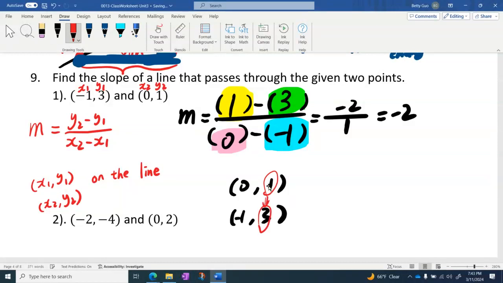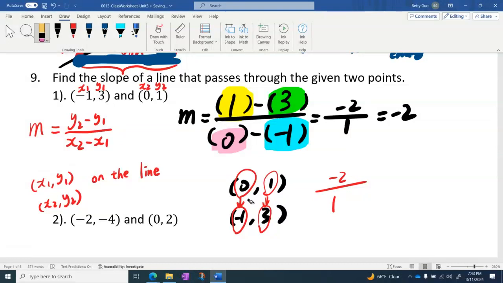1 minus 3, that is -2. Put it in the numerator. To find the denominator, you use this number minus this number. 0 minus -1. If you can do this quickly without making a mistake, because minus negative is challenging for some people. 0 minus -1 is +1 in the denominator. That's the fast way.